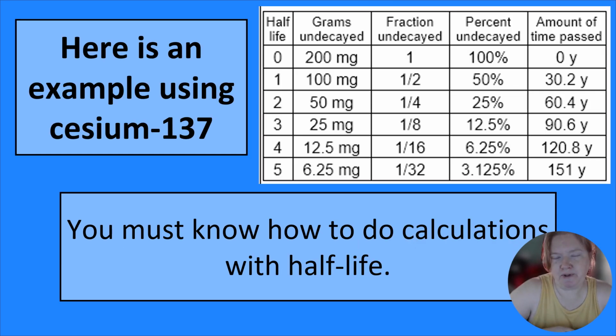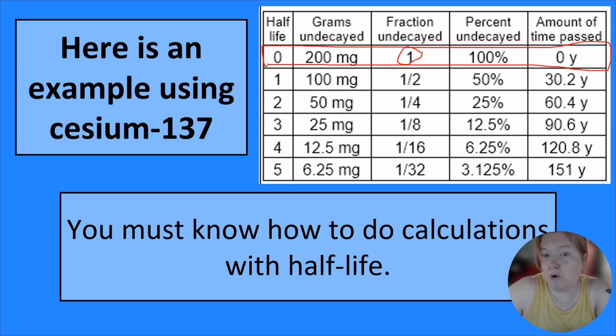So here's an example using cesium-137. When we start, this is how much we have, so the fraction is one whole. After one half-life, we have half of the mass, a half fraction, 50% as a percent, and the amount of time it takes. After the second half-life, we have half of this one left, and it took a whole other half-life.